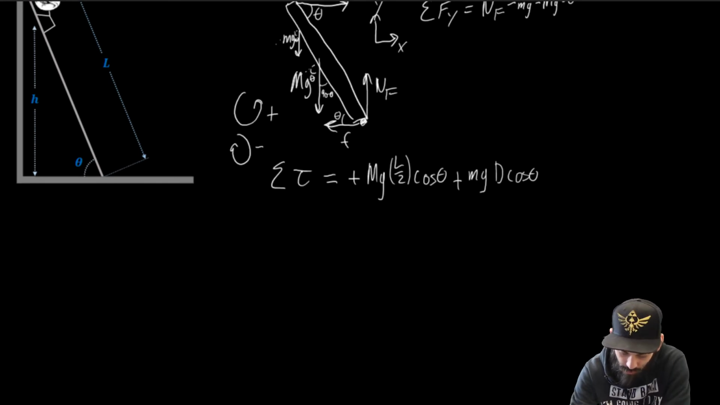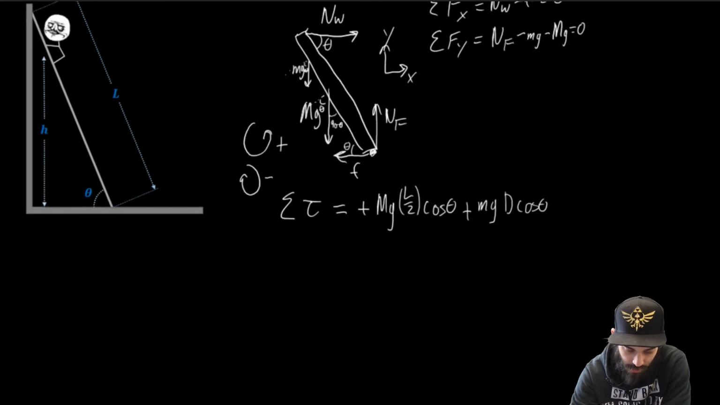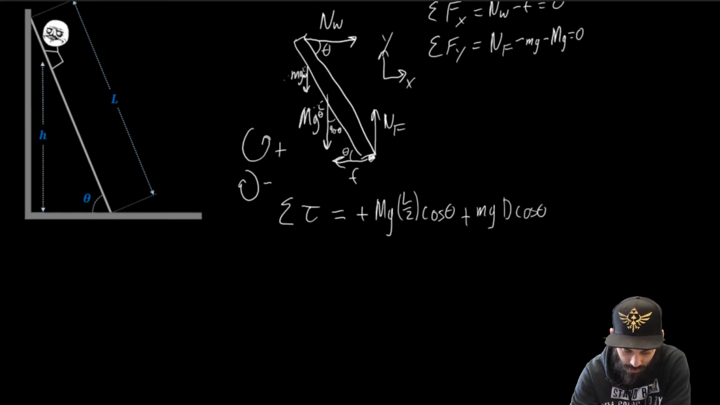So the last term is going to be from the normal force, okay? And in this case, this is going to be a sine component acting at the total distance. So this is going to be minus L times n sub w times sine of theta. And this whole thing is equal to 0.